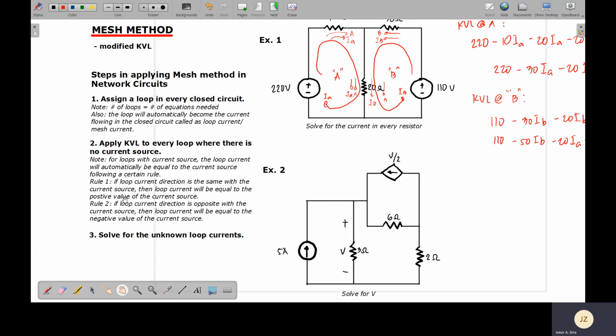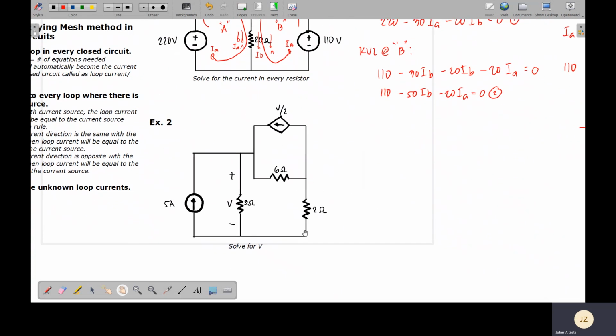So again, just these three simple steps: assign loop, apply KVL, then solve. Okay, so first, assign loop. Now we have three. We can form three closed circuits in this example number 2. Again, try to make the simple loops first. Do not apply super loops yet, but try to use simple loops first. If you cannot solve the problem, then that's the time you can try the super loop. But as much as possible, use the simple loops first.